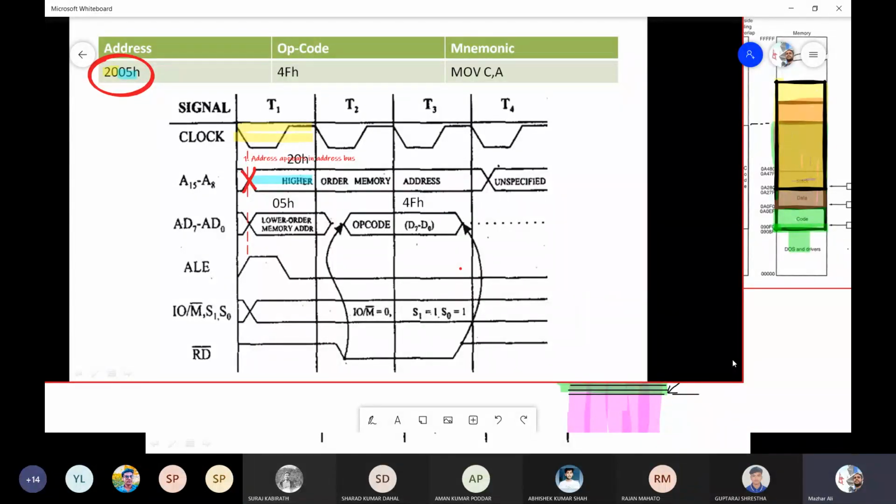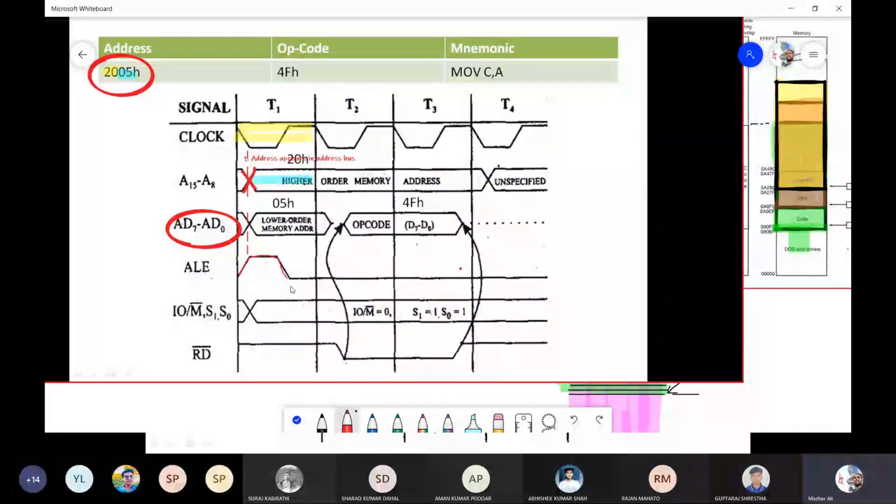How do we recognize that this multiplexed line is actually carrying data or address? This multiplexed line is actually carrying address. Why? Because of the presence of this strobe signal. What is a strobe signal? A strobe signal is a short-lived pulse.